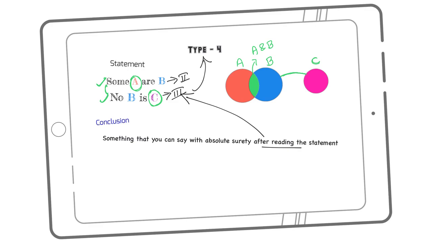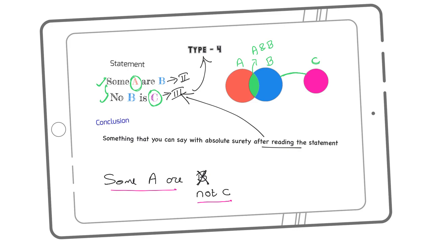Whenever you're confused, first write about A and B. What can you say about A and B? You can say some A are B, because it's my statement. Now, no B is C. So can I cut this B and write here not C? What do I get as the conclusion? I get the conclusion: some A are not C.